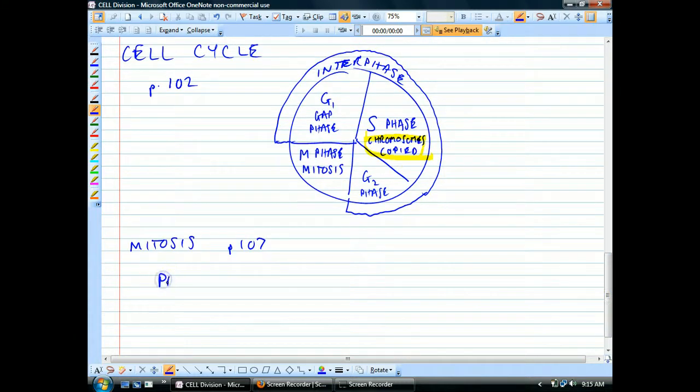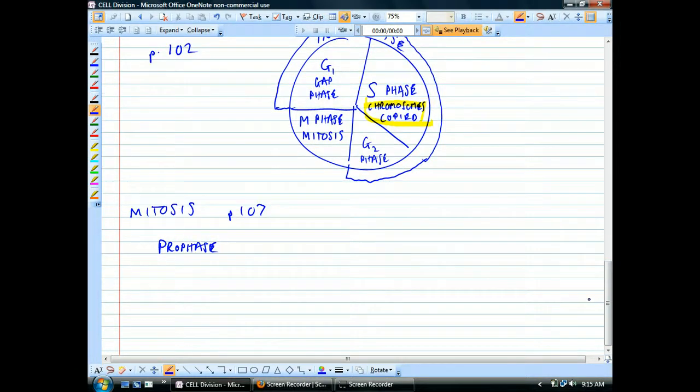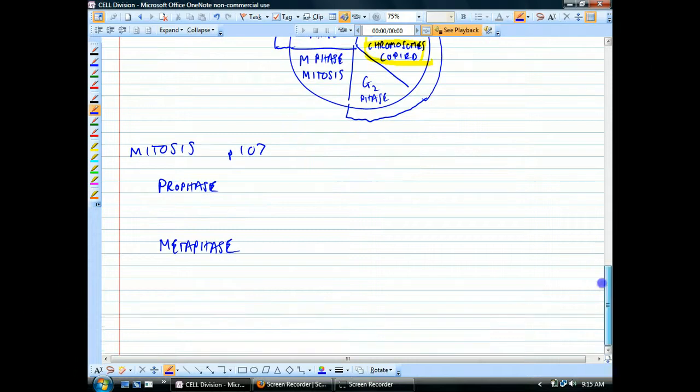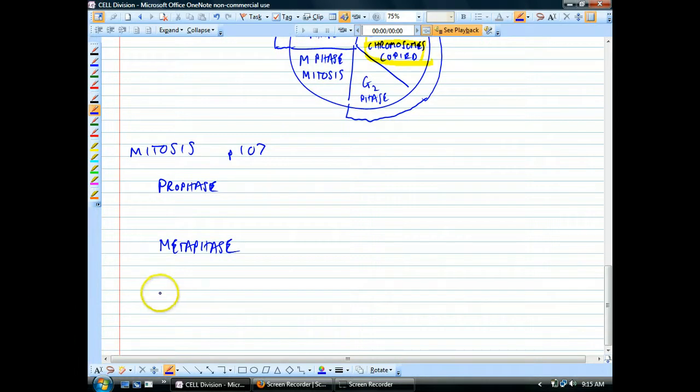The first one is called, did you guys learn this before in middle school or something? Prophase. Metaphase. And you have to memorize these, but fortunately there's only 4. Anaphase.